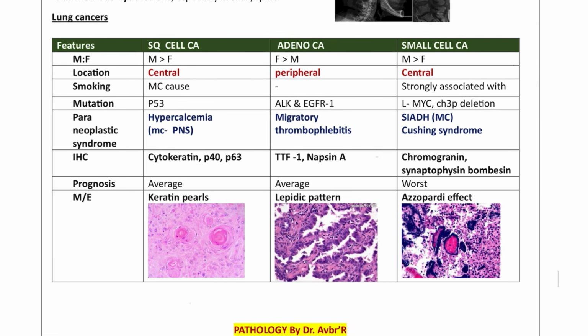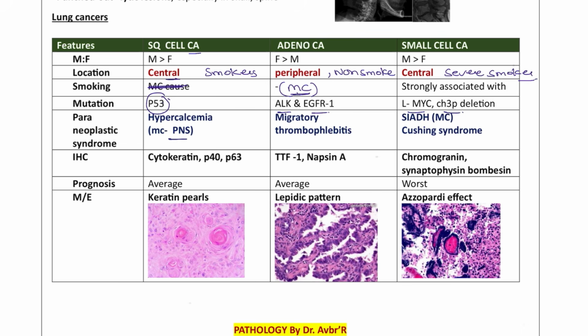Next, lung cancers. In lung cancers, squamous cell carcinoma mostly involves the central zone, and this is not the most common, guys. Nowadays, the most common cause, recently updated, is adenocarcinoma, and this is mostly seen in non-smokers. Severe smokers get small cell carcinoma. And P53 mutation, ALK, EGFR, L-MYC, and C-MYC, that is small cell carcinoma.